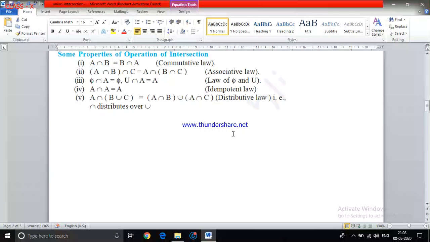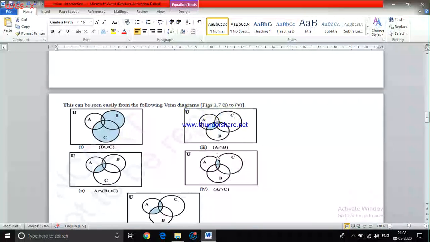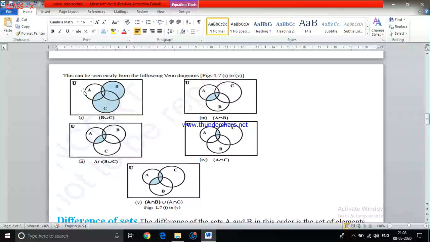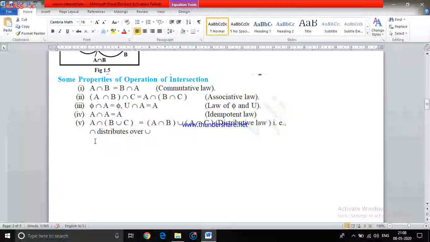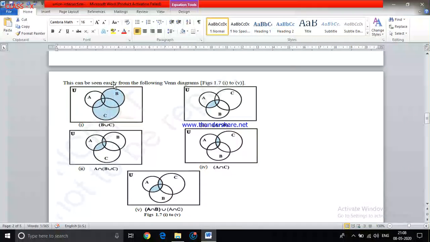Now, let's take an example to understand how you prove this. From now onwards, you have to prove these properties. How do we prove these properties? With the help of Venn diagrams. So these are the 5 Venn diagrams I'll take. Diagram 1 is B union C. I have 3 sets, because in the distributive property I have A, B and C. If you have 3 sets, I have drawn 3 circles.